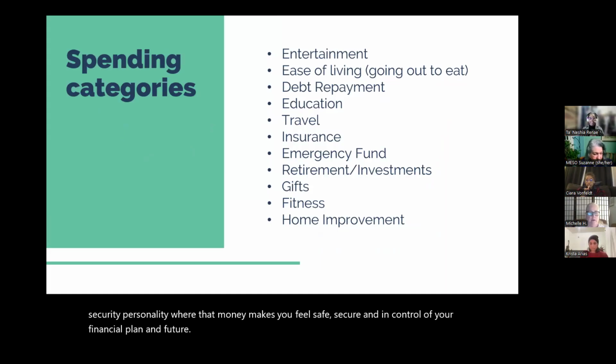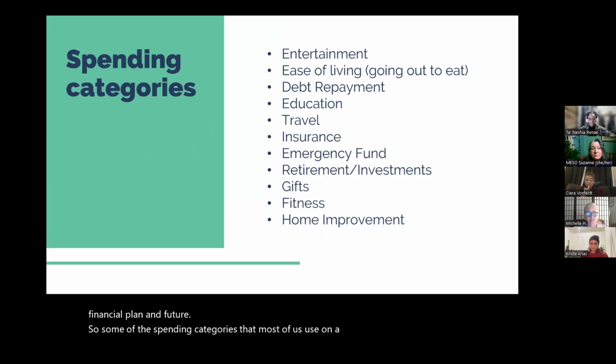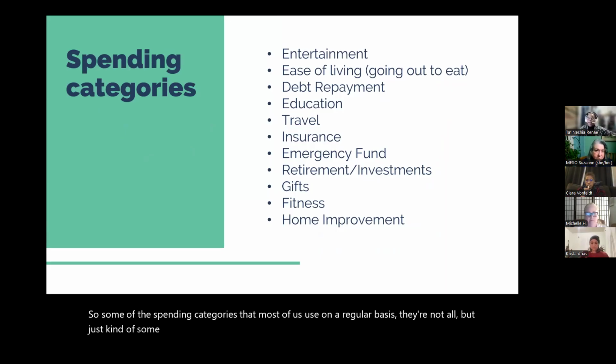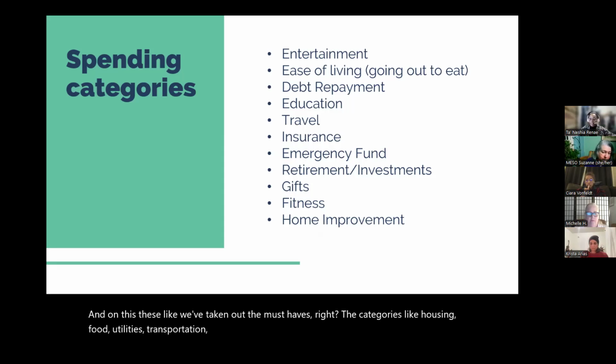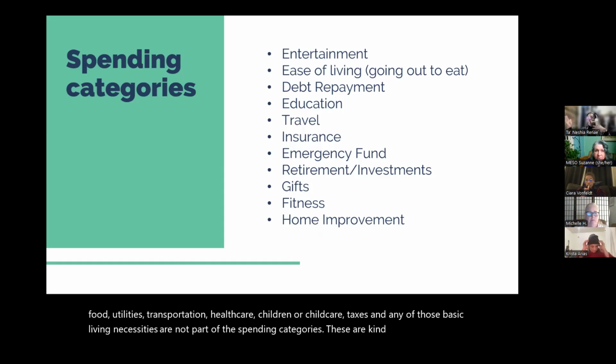So, some of the spending categories that most of us use on a regular basis, they're not all, but just some of those bigger ones. We've taken out the must-haves, right? The categories like housing, food, utilities, transportation, healthcare, childcare, taxes, and any of those basic living necessities are not part of these spending categories. These are more the planning and things that make life fun.